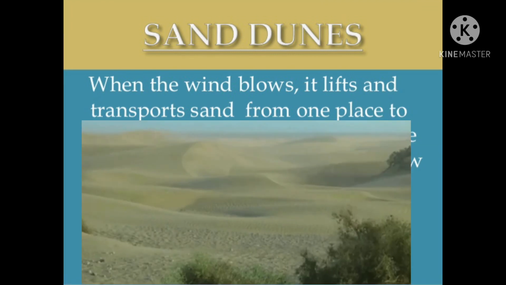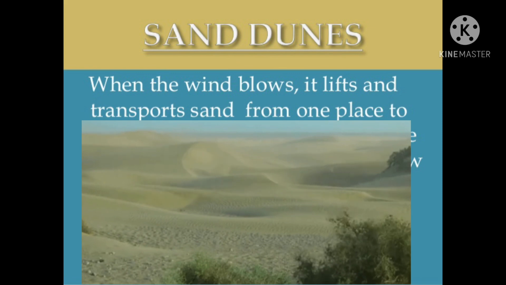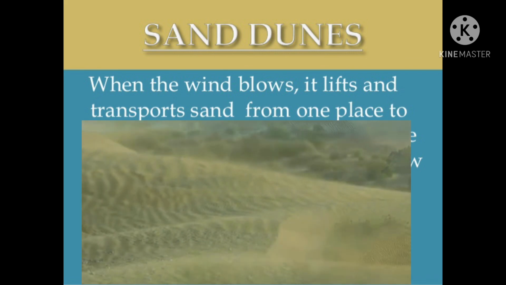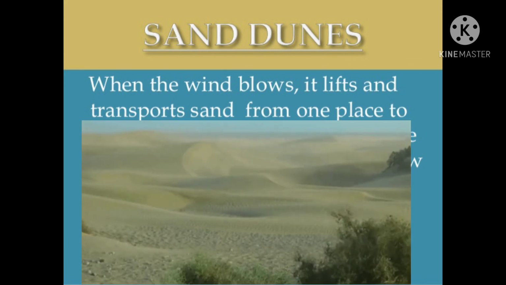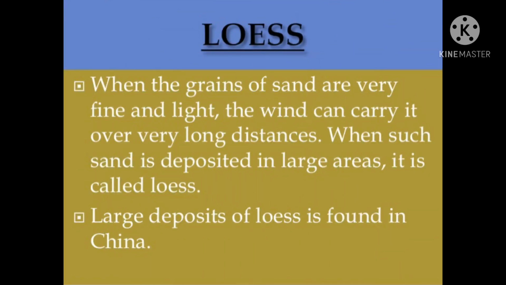In deserts, when the wind blows, it lifts and transports sand from one place to another. When it stops blowing, the sand falls and gets deposited in a low hill. This hill-like structure is called a sand dune. When the grains of sand are very fine and light, the wind can carry it over very long distances. When such sand is deposited in large areas, it is called loess. Large deposits of loess are found in China.